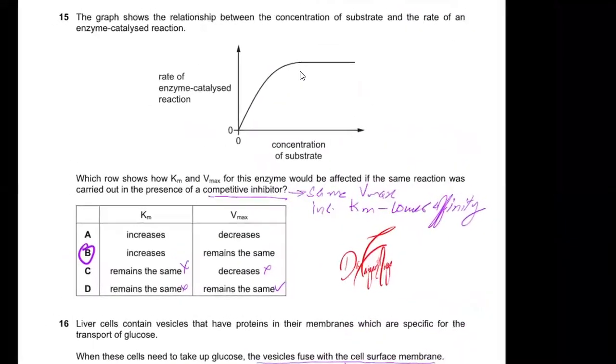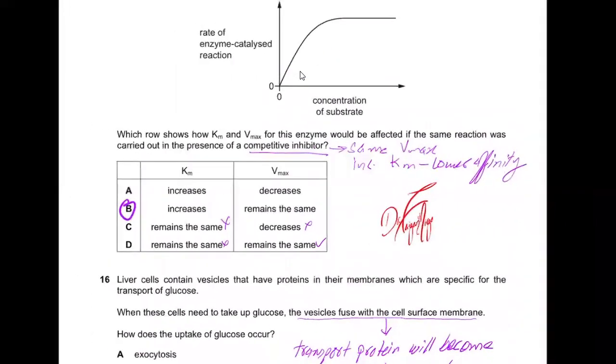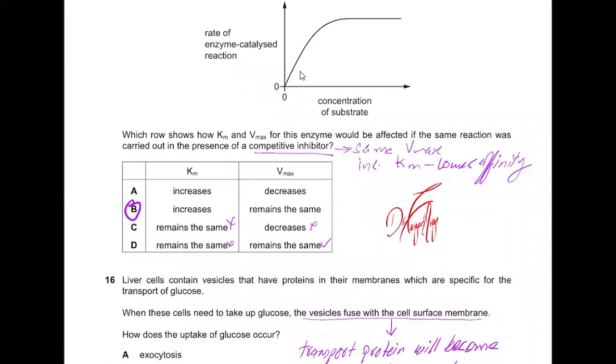The graph shows a relationship between the concentration of a substrate and the rate of enzyme catalysis. As you increase the substrate concentration, the rate of reaction increases and eventually becomes constant and parallel to the x-axis. Which shows how Km and Vmax of this enzyme would be affected if the same reaction was carried out in the presence of a competitive inhibitor. We know the enzyme will have the same Vmax. It will have an increased Km, which means a lower affinity. So the graph will be something like this. It will go to the same Vmax. Vmax is at this point. We calculate the Vmax from this point on the y-axis, and half of that will be our half Vmax, and from that we come to our Km.